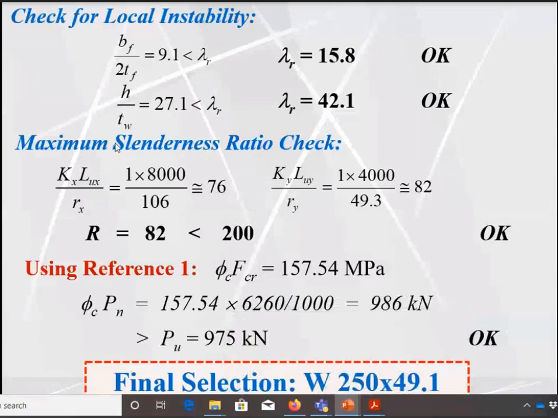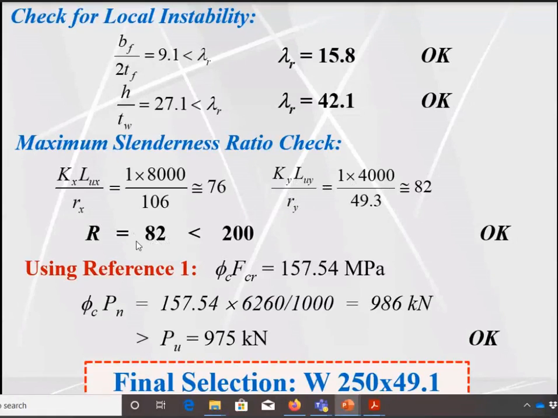So in the same way, you will compute this slenderness ratio about both axes. Effective length about x-axis will be divided by the rx. Effective length about y-axis will be divided by ry. Whichever is having the larger value, that slenderness ratio would be critical. So largest slenderness ratio is 82, which is about y-axis. It means that this section will buckle about y-axis.